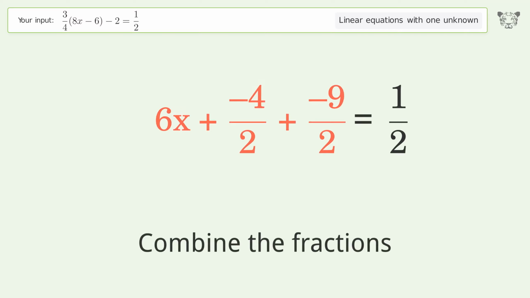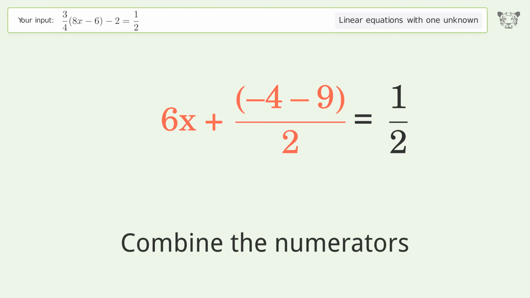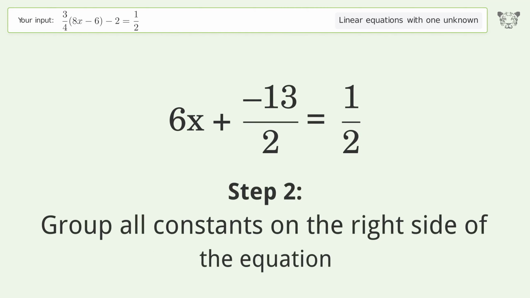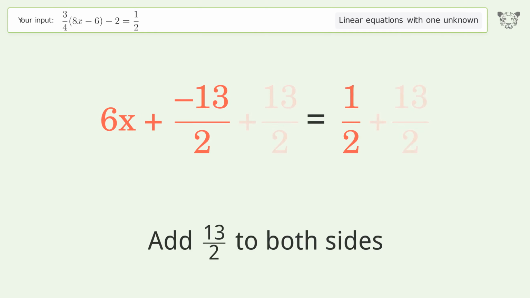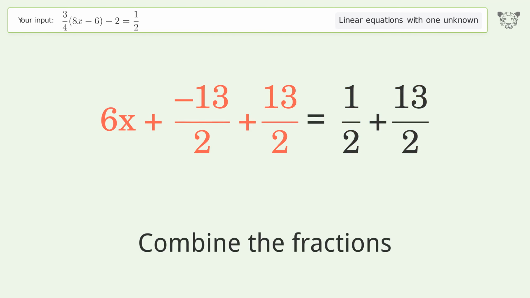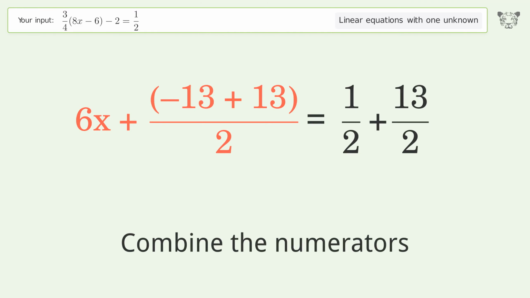Combine the fractions. Combine the numerators. Group all constants on the right side of the equation. Add 13/2 to both sides. Combine the fractions. Combine the numerators.